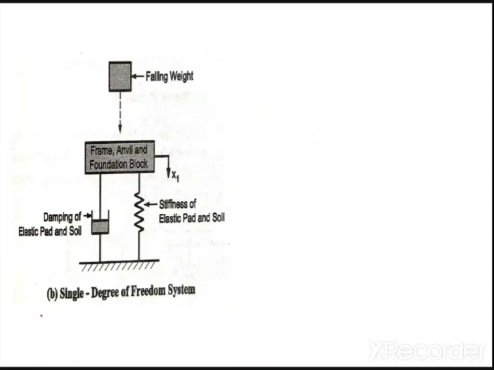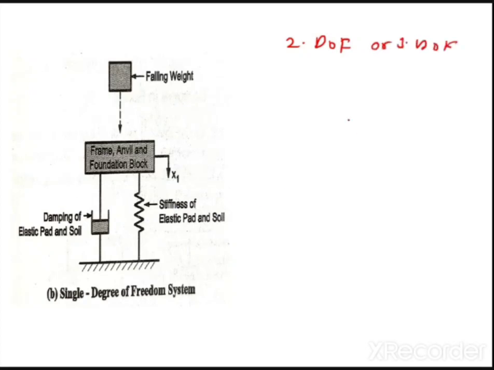So this is the diagram which I will explain in the figure. The falling weight, frame, anvil, and foundation block, damping of the elastic pad and soil, stiffness of the elastic pad and soil. So this is called a single degree of freedom system. Now you can convert this into a 2 degree of freedom system or a 3 degree of freedom system if you want.